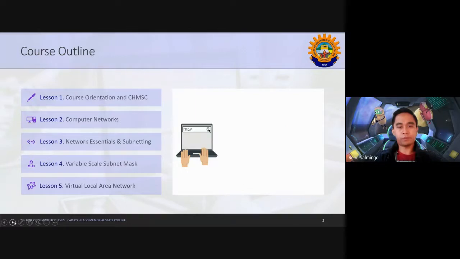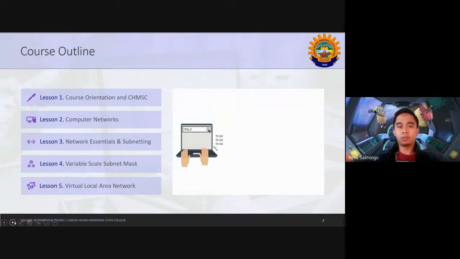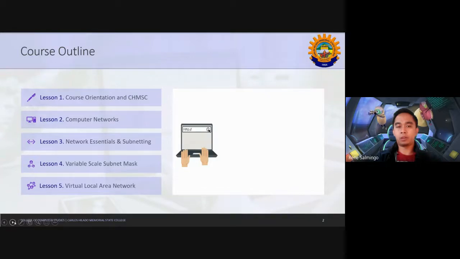Okay, so once again, good afternoon. We are already done with the lecture on lesson 3. So we move forward with our topic on variable scale subnet mask. This is way different from your topic in subnetting, because in this one we try to implement our CIDR notation on a different number of ports or bits that will be available on each device.